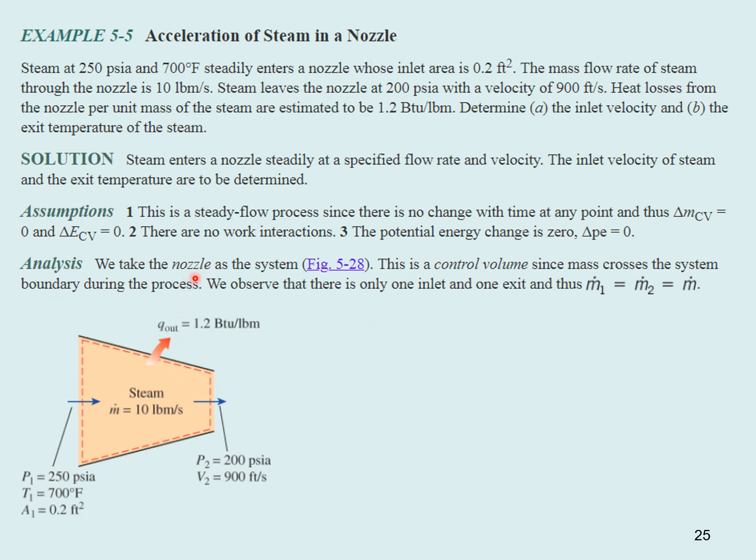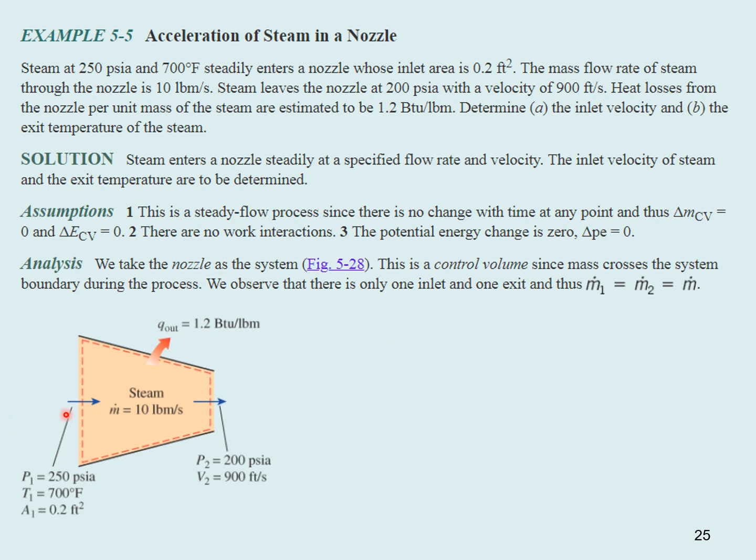Let's look at another example. This is acceleration of steam in a nozzle. So here we have steam at 250 psi, 700 degrees Fahrenheit, and the inlet of the nozzle is 0.2 square feet. The steam comes out at 200 psi and 900 feet per second. We're told the heat loss through the casing is 1.2 BTUs per pound mass. We want to find the inlet velocity and the exit temperature of the steam.